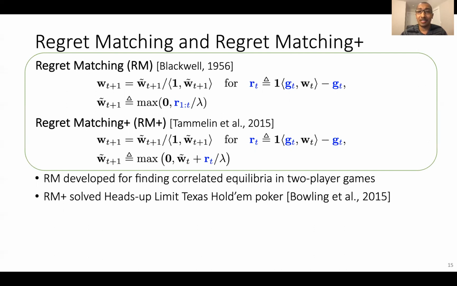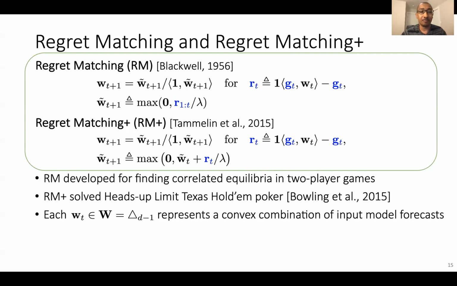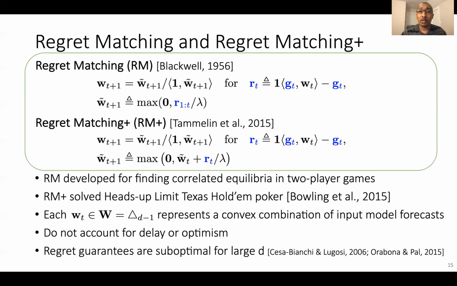Both algorithms are known for their strong empirical performance. In each case, the plays, the decisions, w_t, that are being made lie in the simplex. So you could view them as a convex combination of input model forecasts. But for our purposes, there are some problems. First, the algorithms don't naturally accommodate delay or optimism. And second, the known regret guarantees for these algorithms are suboptimal for large D, that is, when you have a large number of input forecasts. So we'd like to address both of these deficiencies by modifying these algorithms.